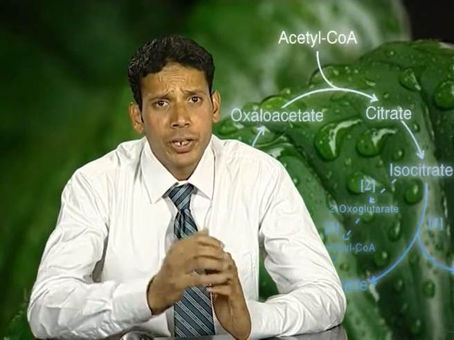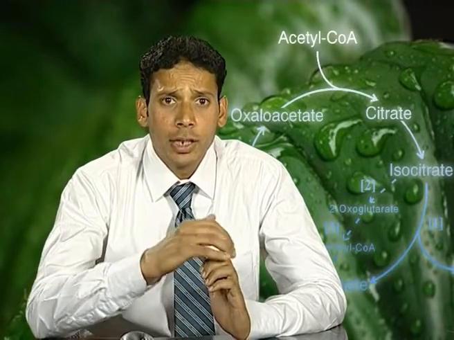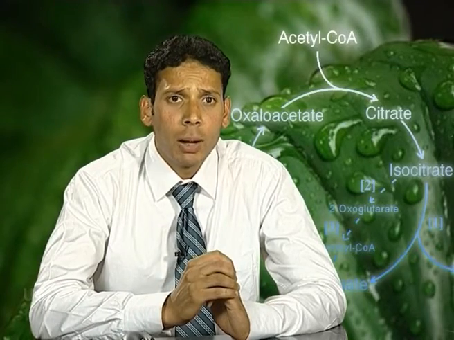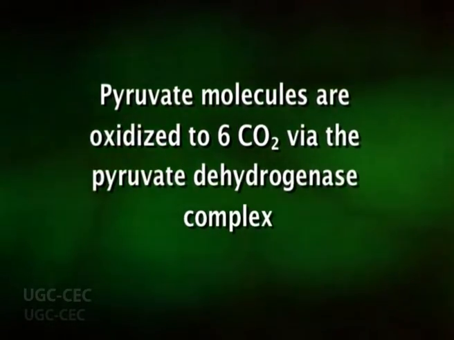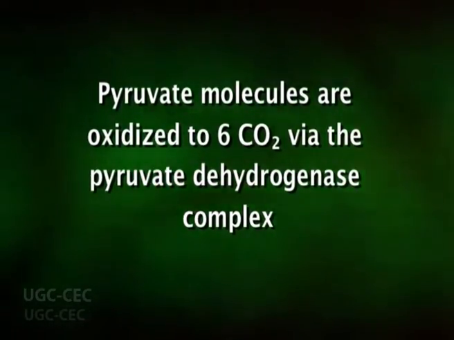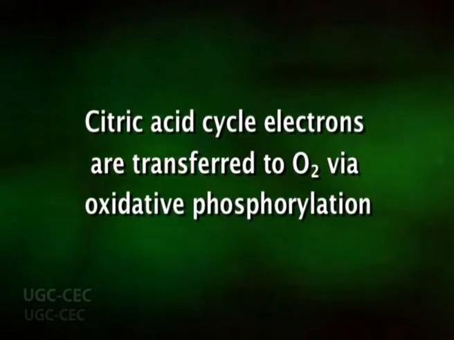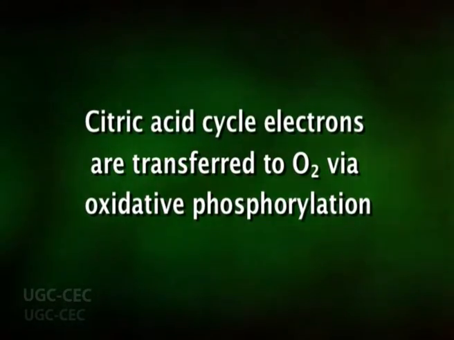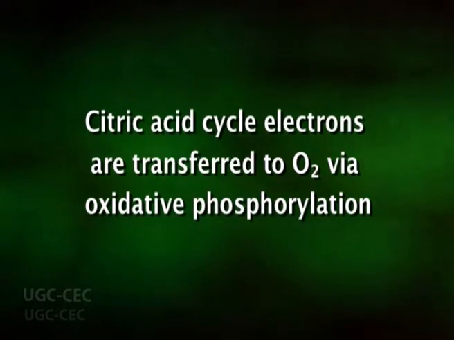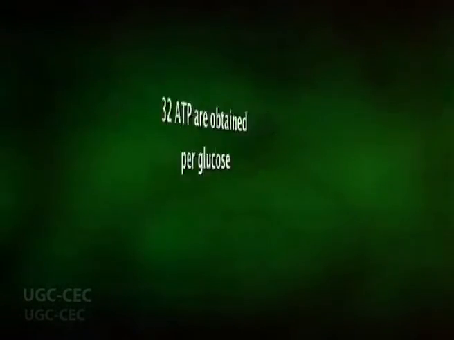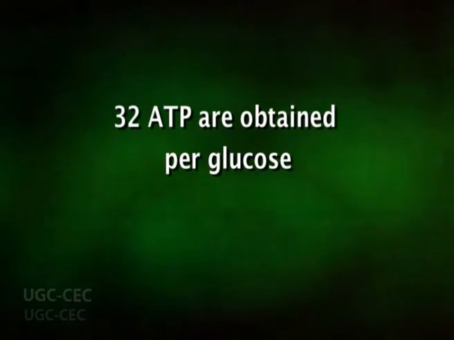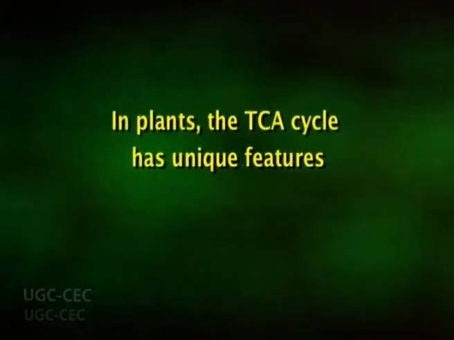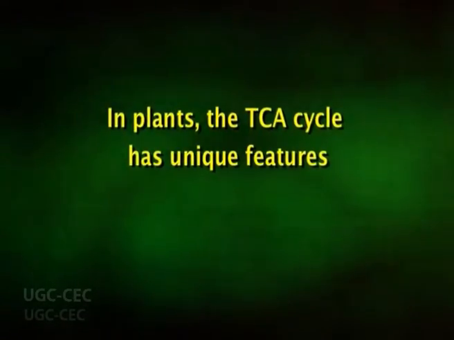This stoichiometry allows us to calculate the overall yield of ATP from the complete oxidation of glucose. When both pyruvate molecules are oxidized to 6 carbon dioxide molecules via the pyruvate dehydrogenase complex and the citric acid cycle, and the electrons are transferred to oxygen via oxidative phosphorylation, as many as 32 ATP molecules are obtained per glucose molecule. In plants, the TCA cycle has unique features.